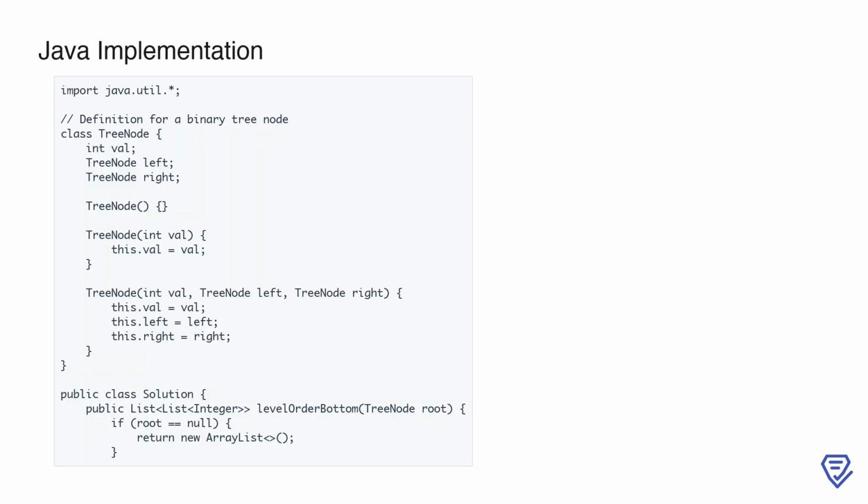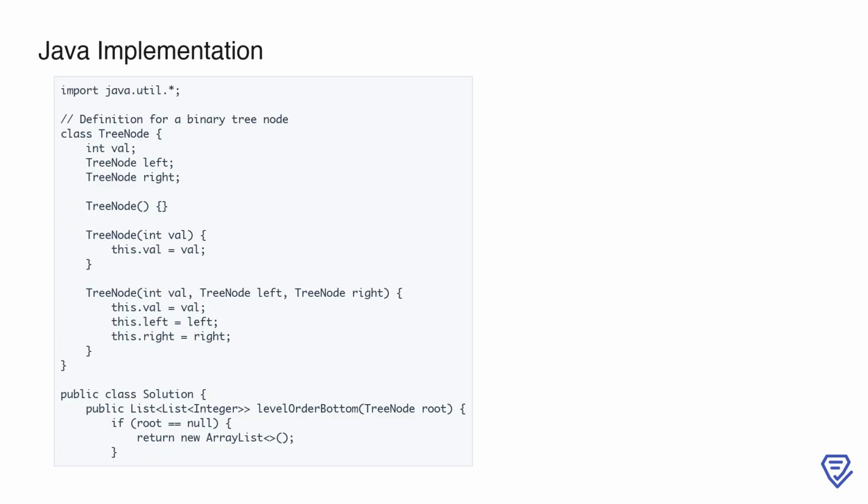Here, we start by defining the structure of a binary tree node using the TreeNode class. Each node contains an integer value, a left child, and a right child. We provide three constructors, one with no arguments, one that initializes the value, and one that initializes the value along with the left and right children. Next, we define the Solution class, where the main method levelOrderBottom is implemented.